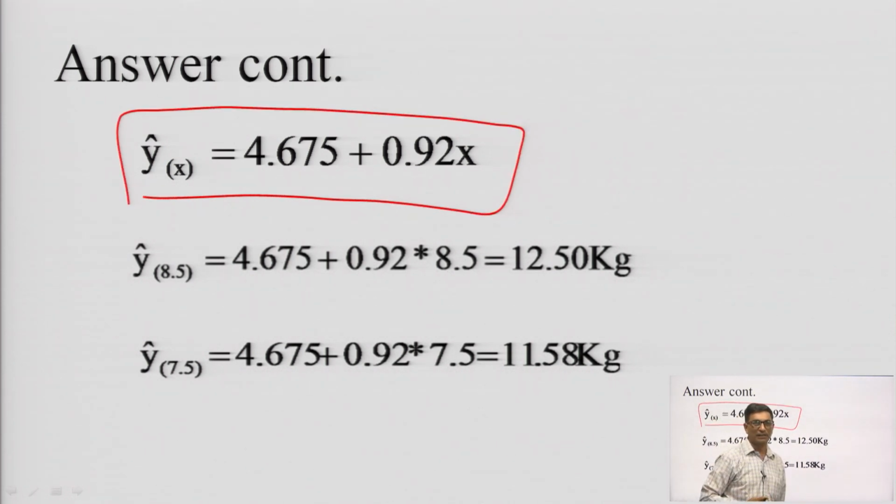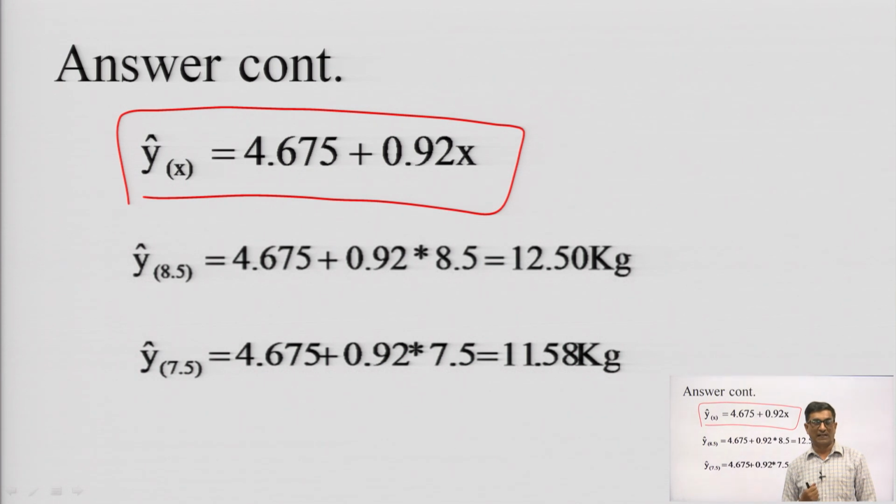On solving the previous equation, y hat equals 4.675 plus 0.92 x, where 4.675 is the intercept and 0.92 is the regression coefficient. So this is the required line of regression. This is our first answer. In the second problem in our example, we want to predict the value of y if the age is 8.5 years.